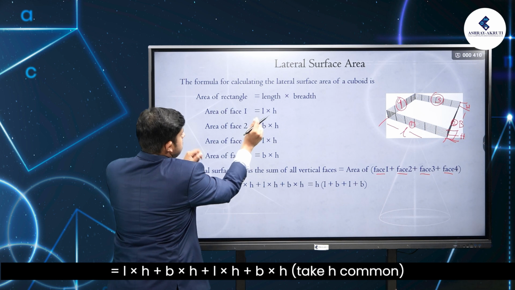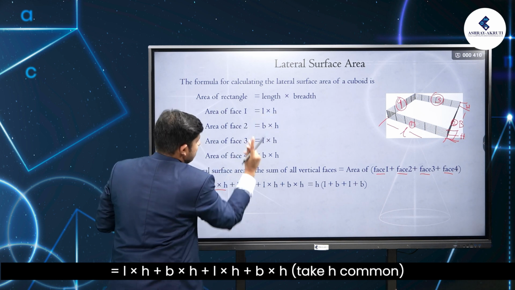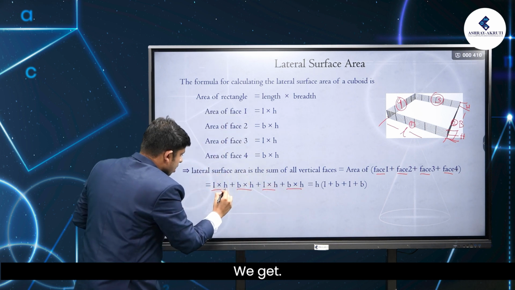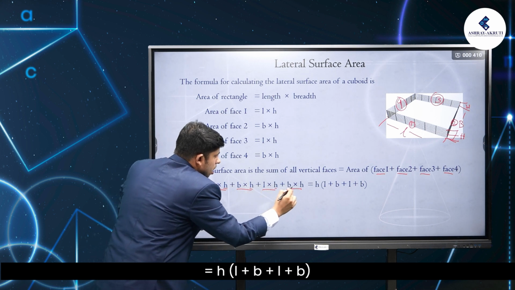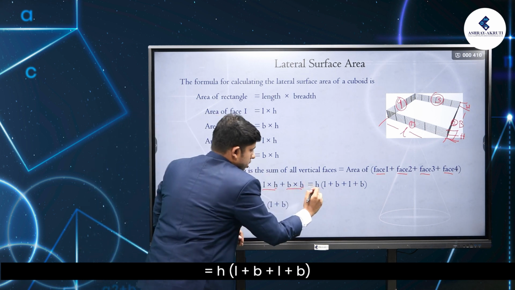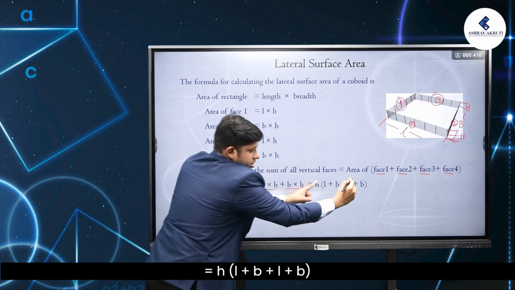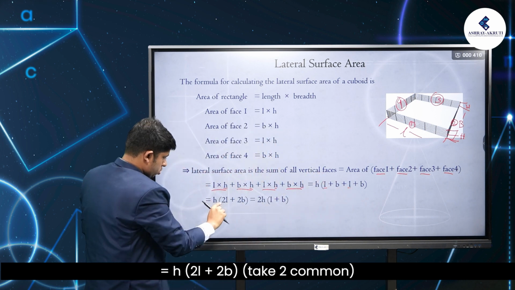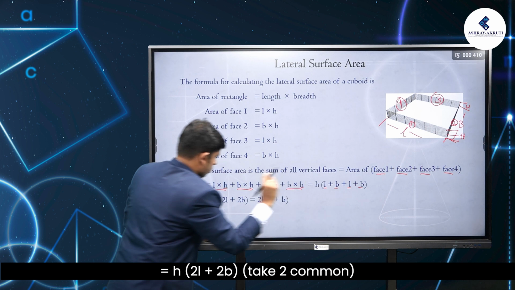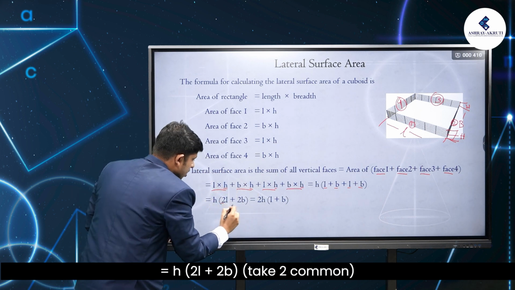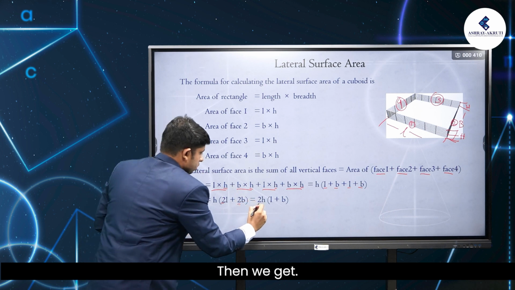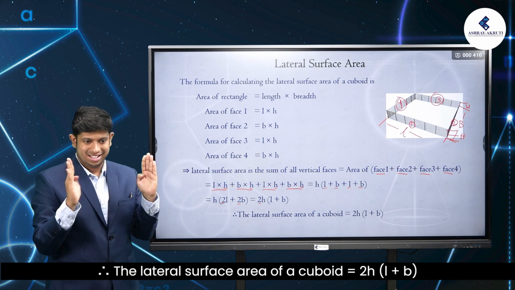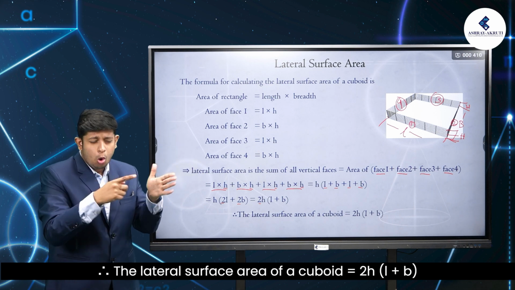That is equal to L into H plus B into H plus L into H plus B into H. Now take H as common. We get H into L plus B plus L plus B. That is equal to H into 2L plus 2B. Now take 2 as common, then we get 2H into L plus B. Therefore, the lateral surface area of a cuboid is equal to 2H into L plus B.